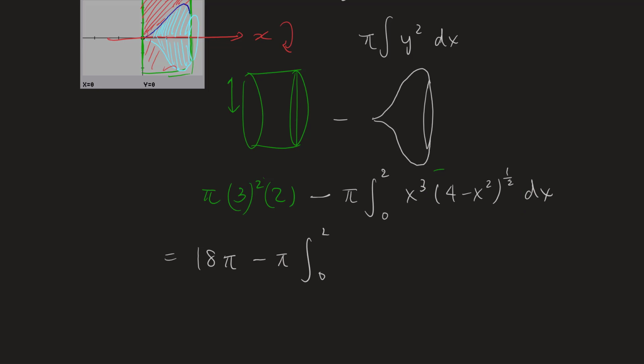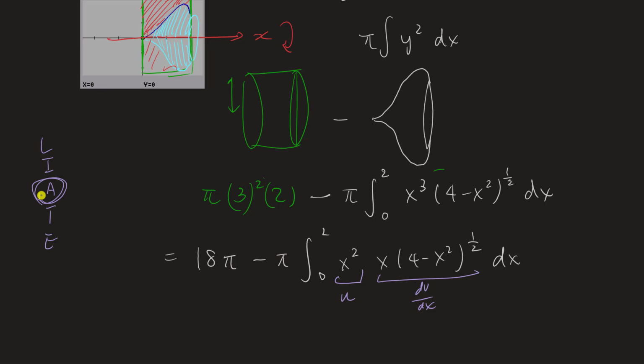Part 1, we already did this. So I'm going to split this logically into this manner so that I can use part 1. Part 1, we integrated this. So this means that this has to be your dv dx and this has to be your u. Yeah, because LIATE here wouldn't really work. Both of them are algebra.